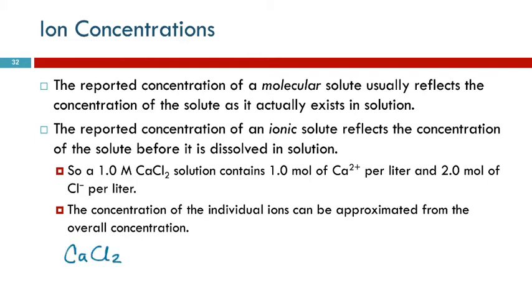Calcium chloride dissolves into ions. And there's 1 calcium ion, and then there's chloride ions. How many chloride ions? 2. This tells us there's 2. So there's 1 calcium ion and 2 chloride ions. So in 1 liter of a 1 molar solution, we'd have 1 mole of calcium per liter and 2 moles of chloride per liter, because it comes apart. Okay?